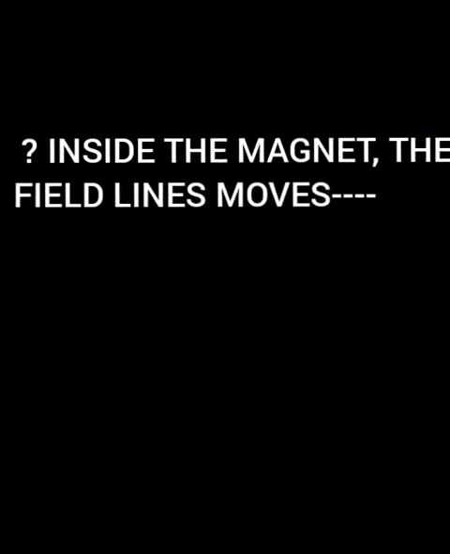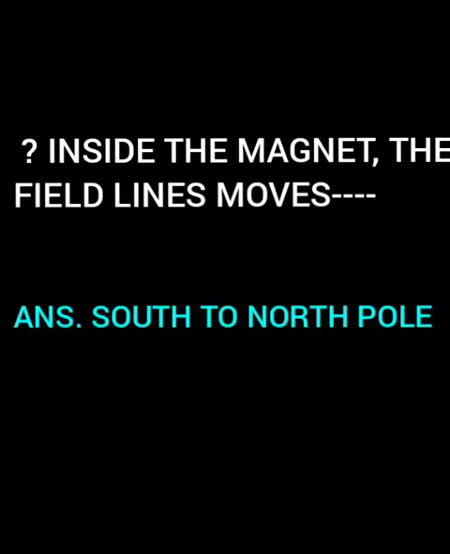Question next. Inside the magnet, the field lines move. Inside a magnet, in which direction do the magnetic field lines move? The correct option will be south to north poles, that is, from south to north direction.